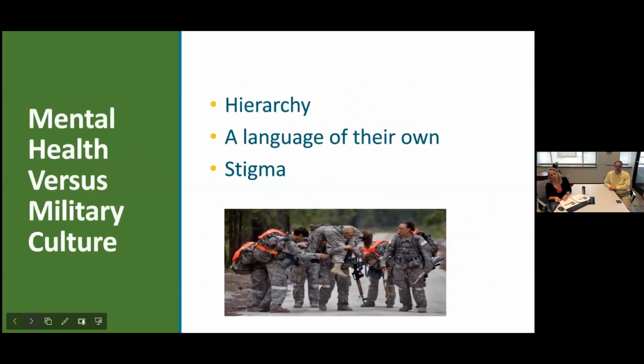So, mental health versus the military culture. In the military, there definitely is a hierarchy of who's in charge. They definitely have a language of their own. People always talk about our alphabet soup, even in our world of mental health and vocational rehabilitation, we have our own alphabet soup. We're always using acronyms and abbreviations.